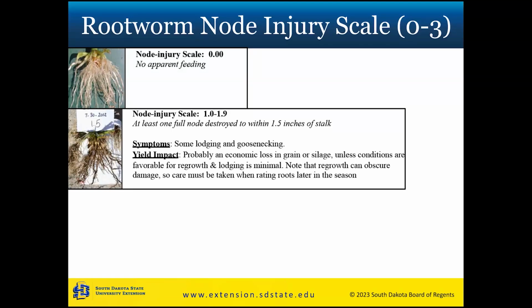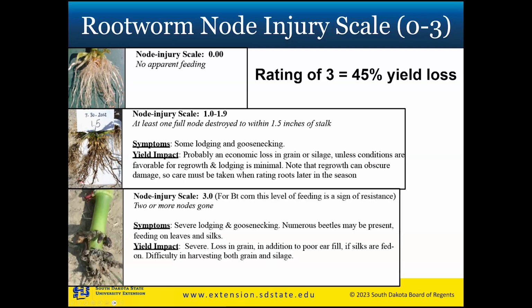Once you hit a rating of 1 on the node injury scale, you're looking at somewhere in the ballpark of 15% yield loss. And this is when you have at least one full node destroyed to within 1.5 inches of the stalk. You can look at these and see a difference. There are some obvious indications that feeding was occurring. There's discoloration due to scarring.